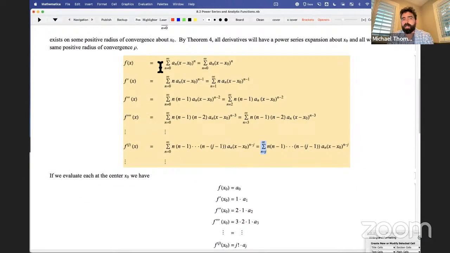Now let's take all of these and evaluate them at x naught. Replace all the x's with x naughts. Let's see what ends up happening. See if you can plug them in.